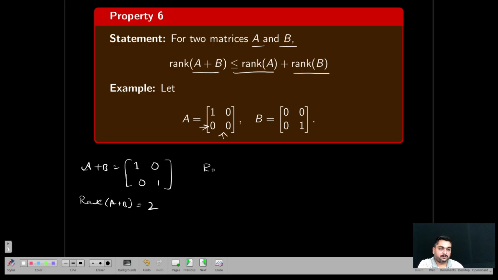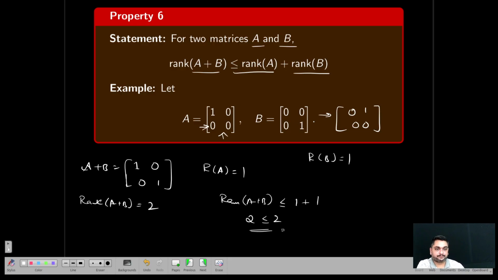Okay. So rank of A is equal to 1. Now convert it into row echelon form. So it becomes, just swap or interchange the rows from 0. Now it's in REF. The rank of this is 1. So the total rank is 2. Rank of A plus B should be less than or equal to 1 plus 1. So 2 is less than or equal to 2. Verified.